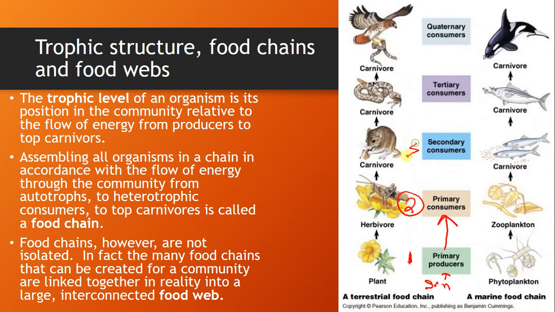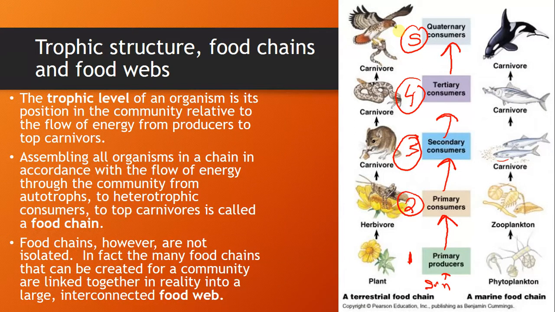Trophic level 3 are secondary consumers. They eat those herbivores, those primary consumers. Trophic level 4 are tertiary consumers, which eat things like the mice and the smaller fish. And trophic level 5 are quaternary consumers. These are top carnivores, top of the food chain: orca whales, hawks, things like that.